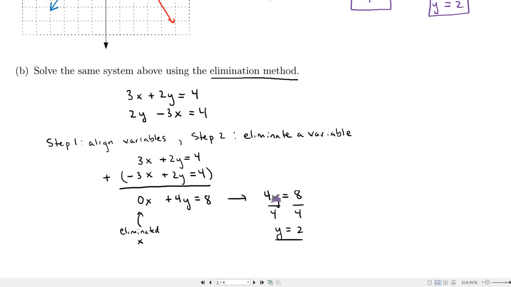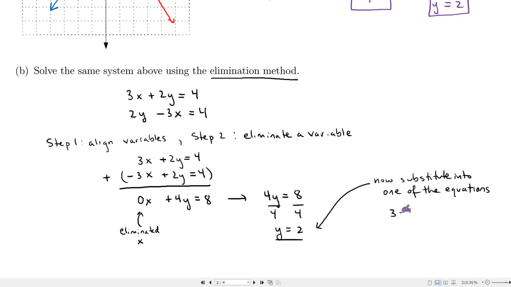Okay, and how do we figure out what x is? Well, all you've got to do is now substitute into one of the original equations. Remember that the solution is going to be on both of these lines. So if they do indeed intersect, it doesn't matter which one you substitute into. So let's substitute into the first one.